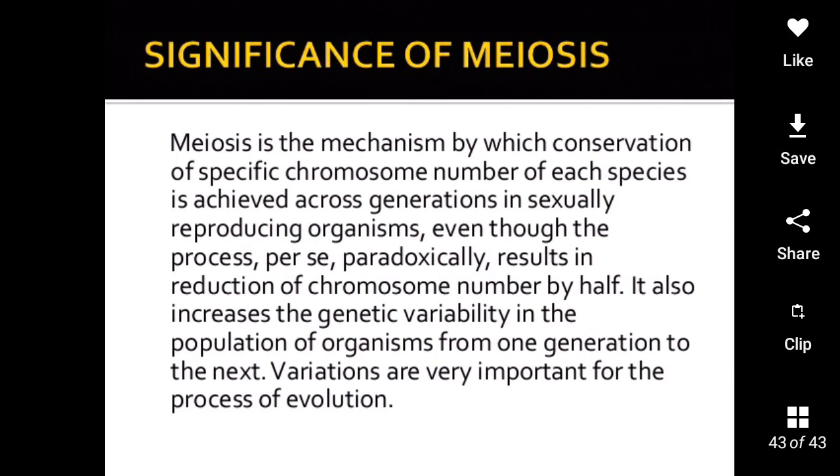Significance of meiosis. Meiosis is the mechanism by which conservation of a specific chromosome number of each species is achieved across generations in sexually reproducing organisms, even though the process per cell paradoxically results in reduction of chromosome number by half.